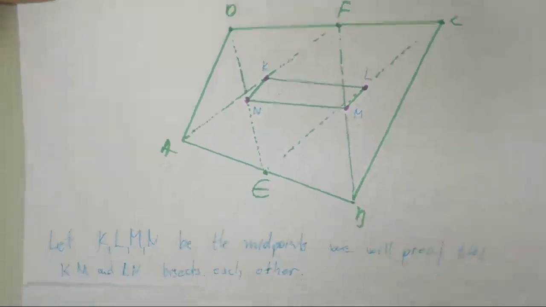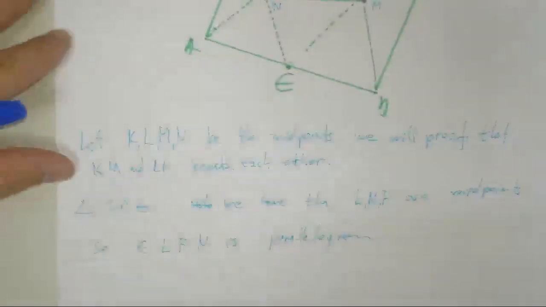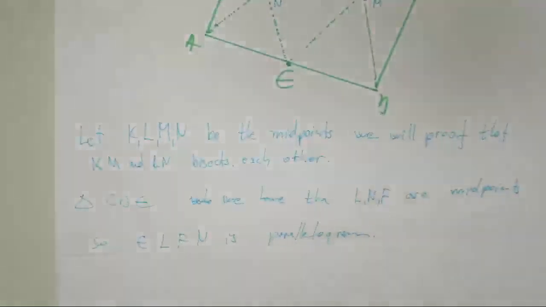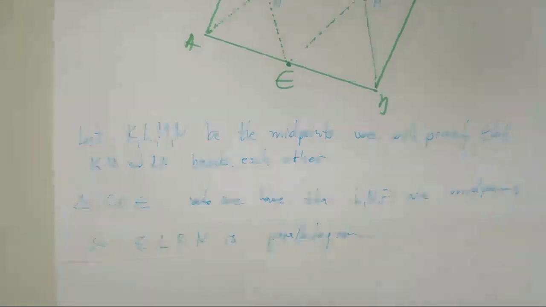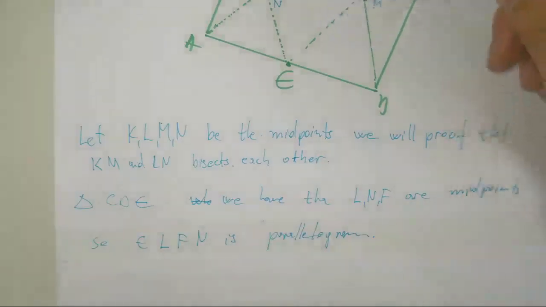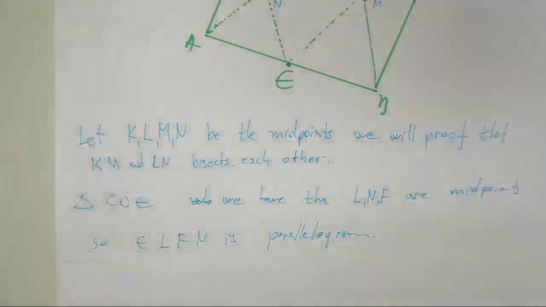All right, let us see something else that may help us. As you see, in the triangle CDE, the points L, N, and F are the midpoints of the sides.